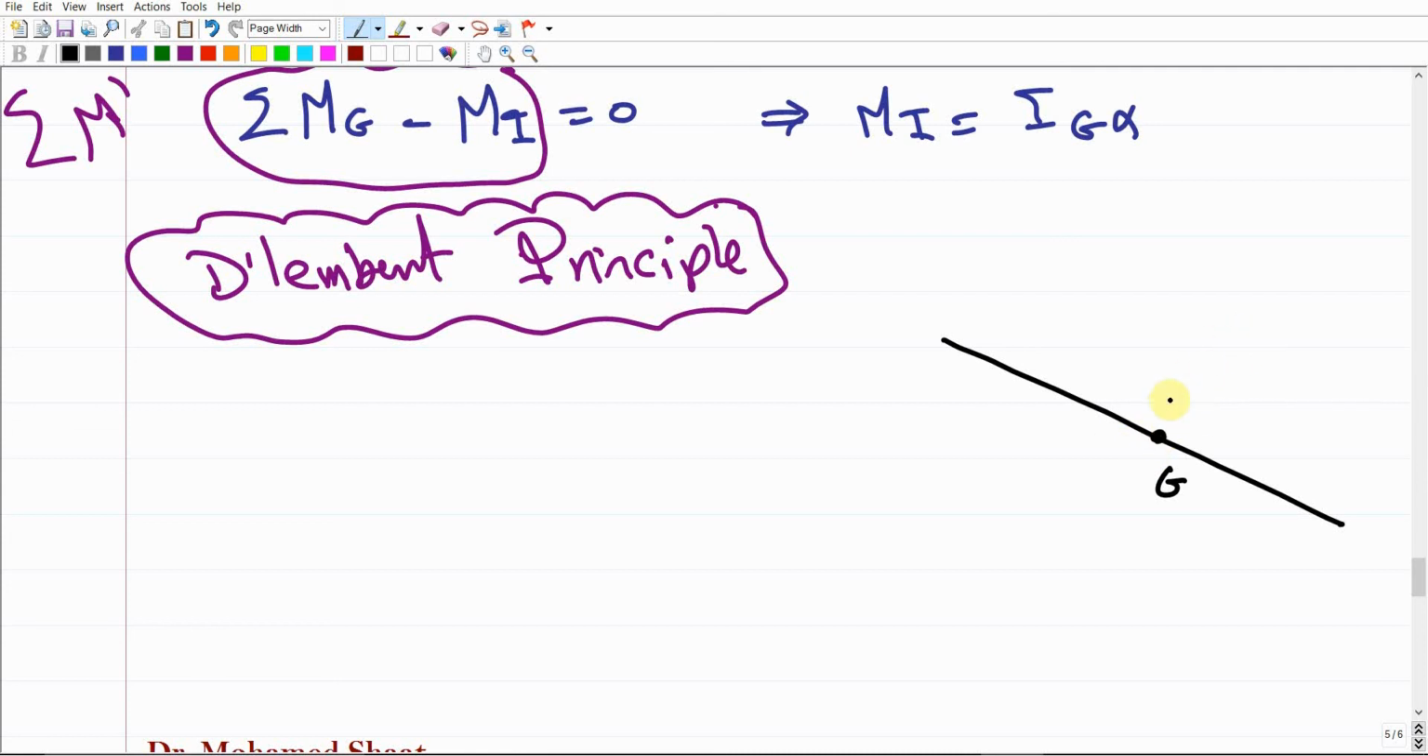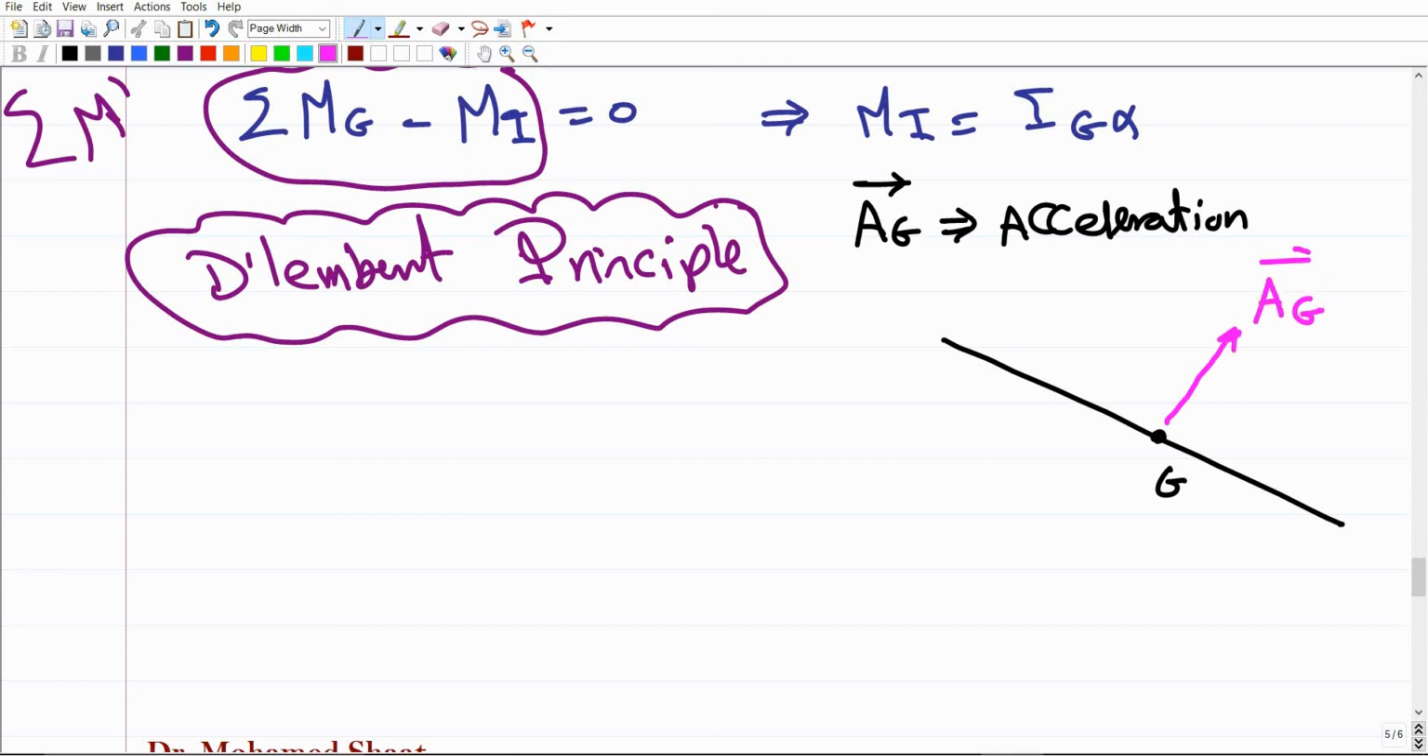So assume that the acceleration of G, I'm just going to give it uppercase AG here to refer to the acceleration. This is the acceleration. And remember that the acceleration is a vector, so it should have magnitude and direction. So assume that this acceleration is already given to us, AG in this direction, and even its value is already given.